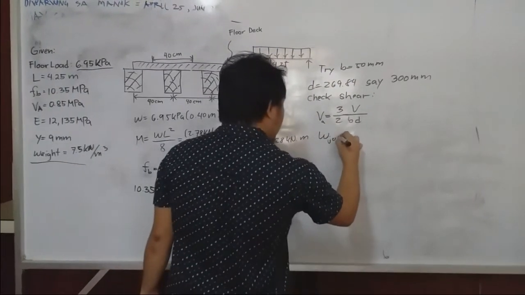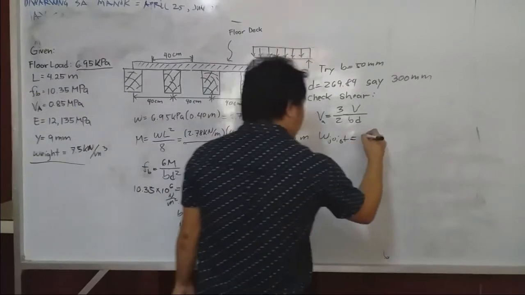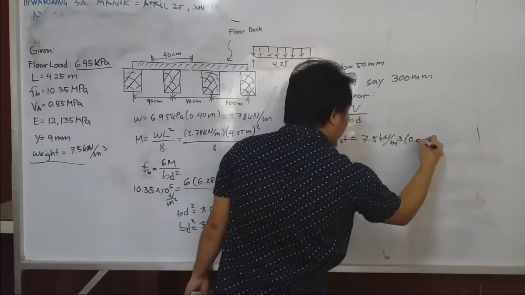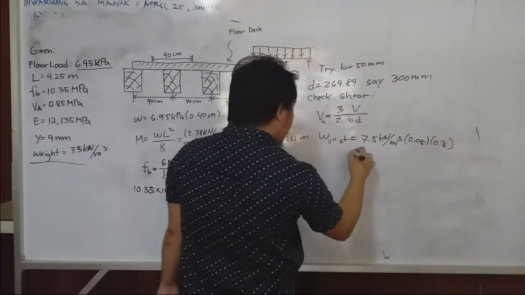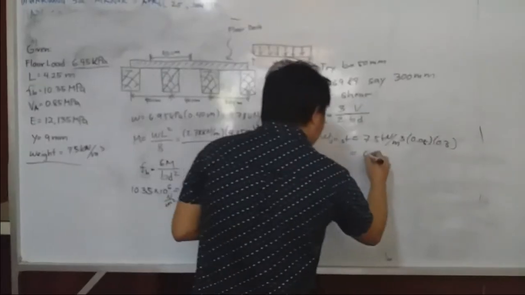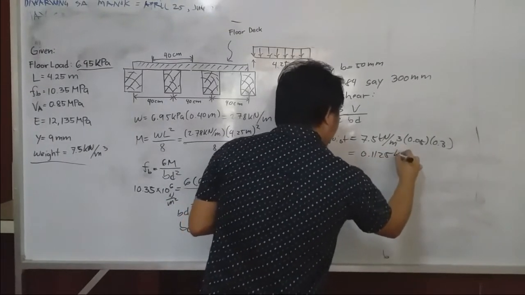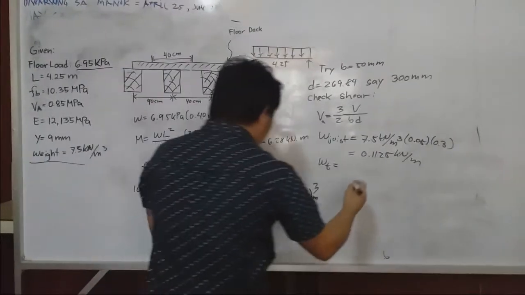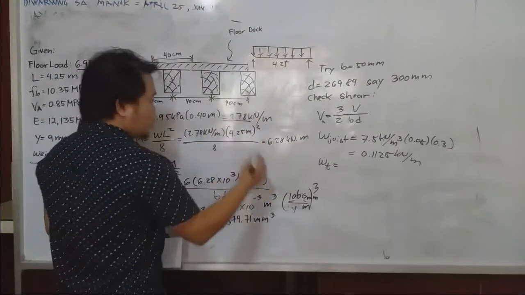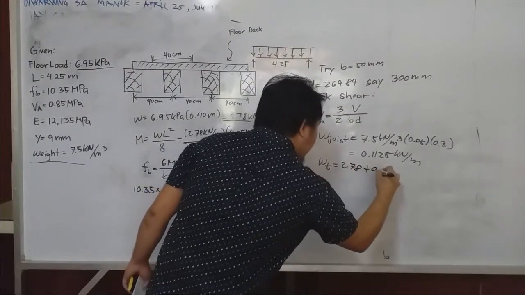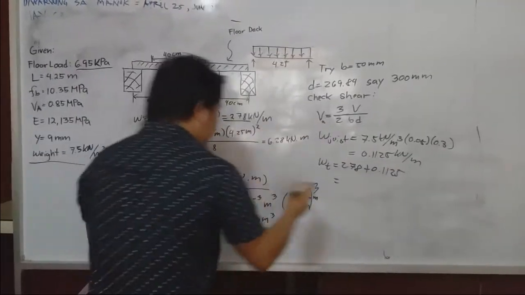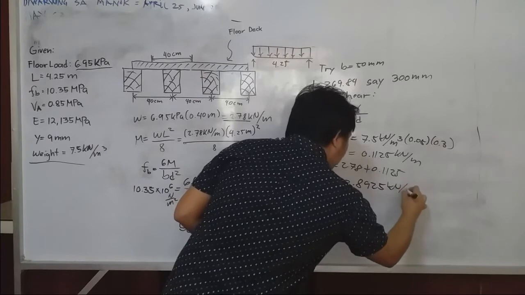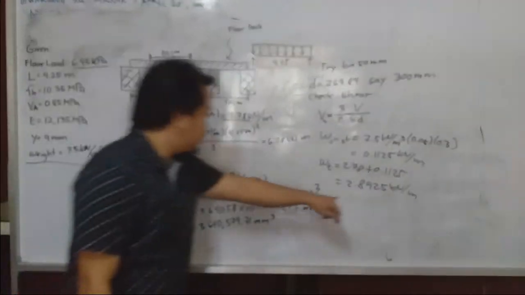So the wood joist is equal to, let's say, 7.5 kilonewton per cubic meter multiplied by the dimension, which is 0.05 and 0.3. So you have a load area of 0.1125 kilonewton per meter. Therefore, the total load for this structure will be 2.278 plus 0.1125. Therefore, you have 2.8925 kilonewton per meter load. So you have now the total load.